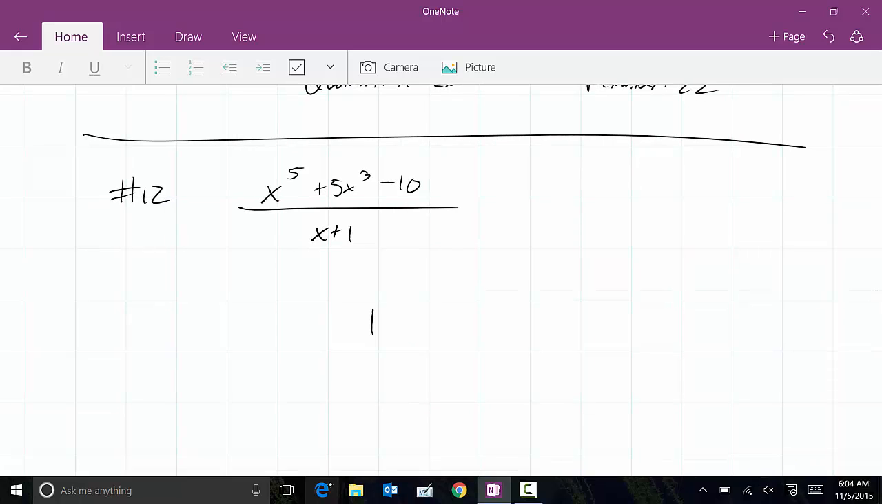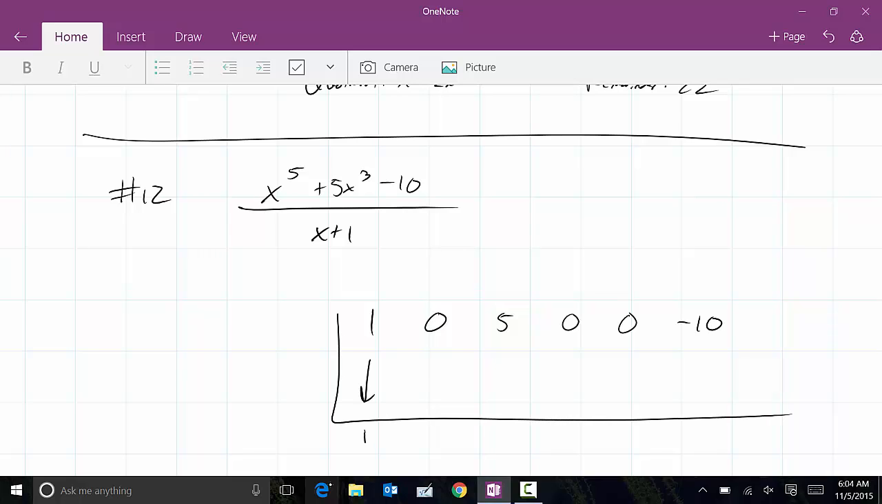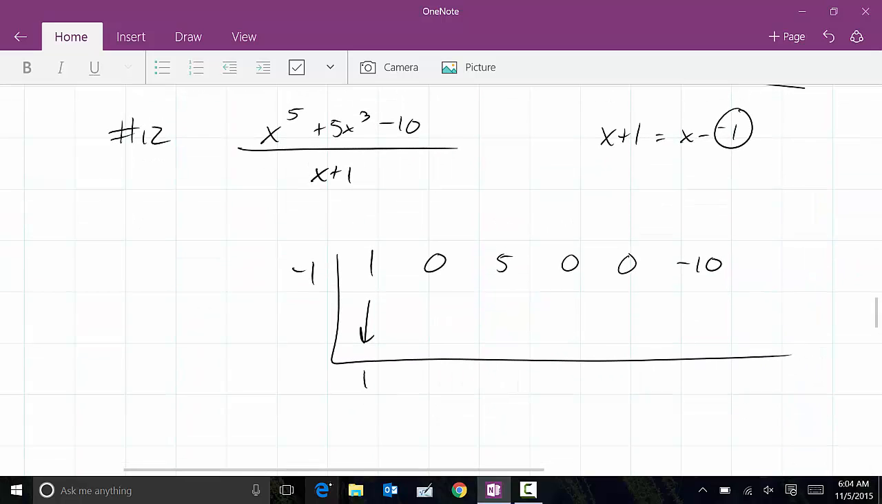This is 1x to the power 5 plus 0x to the power 4, because there's no x to the power 4, plus 5x cubed plus 0x squared plus 0x, and then minus 10. And we're dividing this by x plus 1, which is the same thing as x minus negative 1. And remember, negative 1 is what we're going to put here. So this is negative 1.